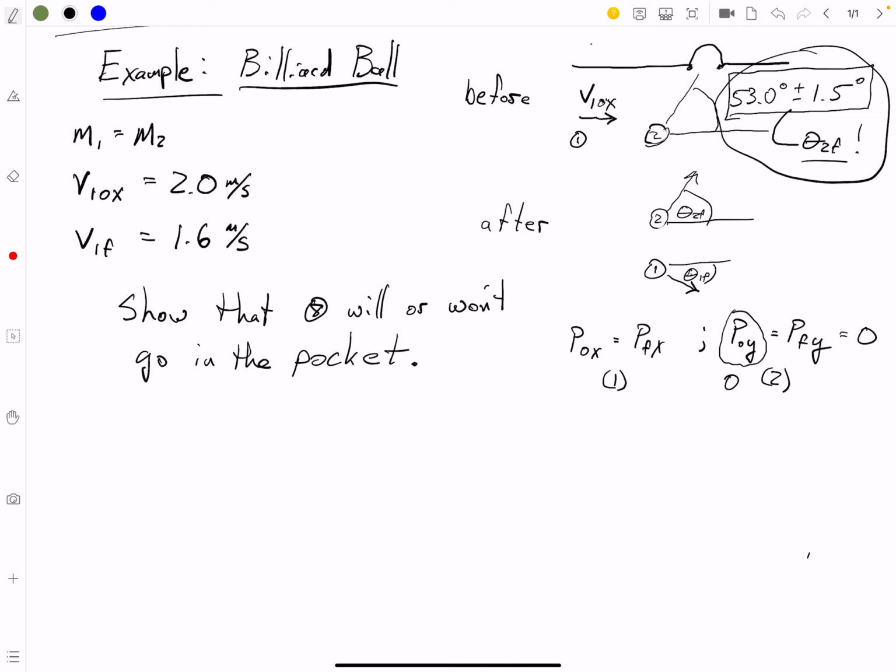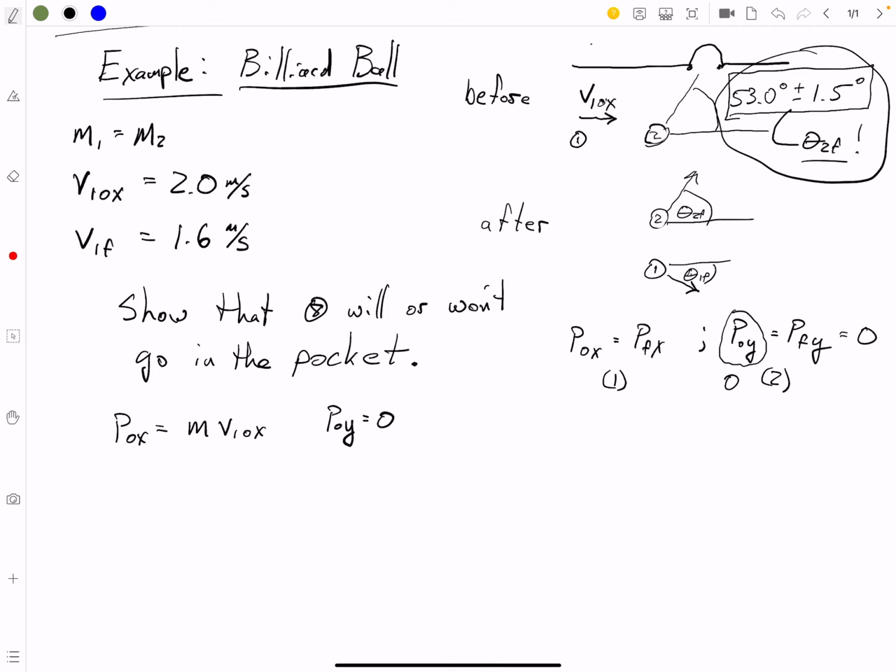Let's continue. P naught x, that equals our mass of our ball times our V1 naught x. Okay? P naught y, I just said P naught y is equal to 0, so everybody's happy there. And of course, the 8 ball, or ball number 2, is not moving, so we don't have to worry about it initially. This is the only stuff that has momentum initially.